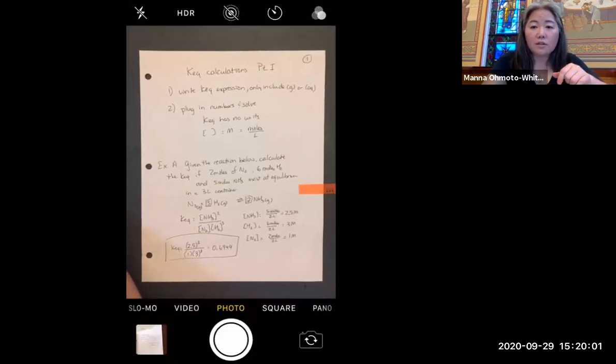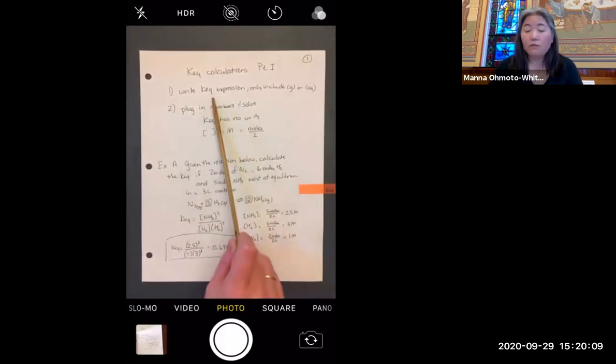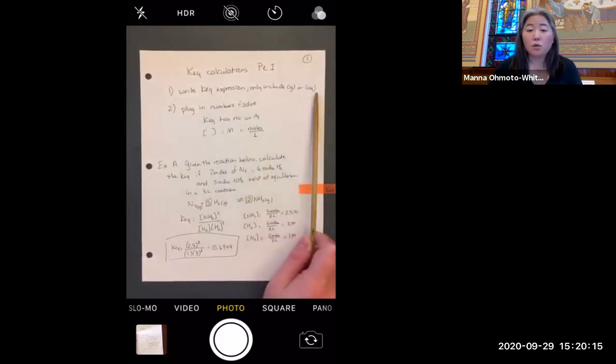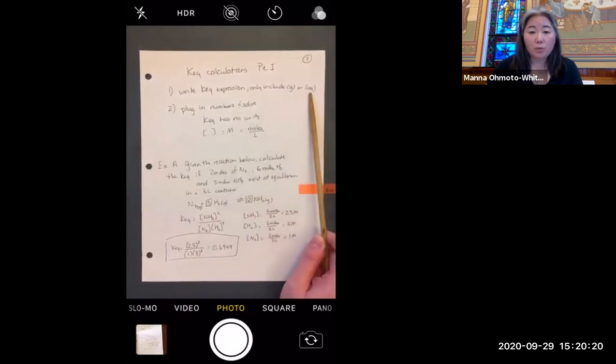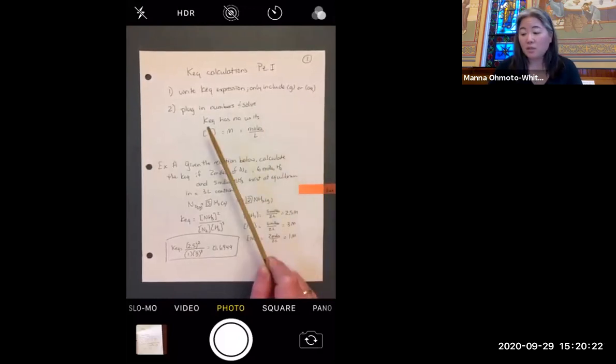KEQ calculations. So how do you do KEQ calculations? Whenever you're given anything with KEQ, the first thing you have to do is write the KEQ expression and remember to include only things that are gases or aqueous, so the subscript G or the subscript AQ. Then you plug the numbers in to solve.